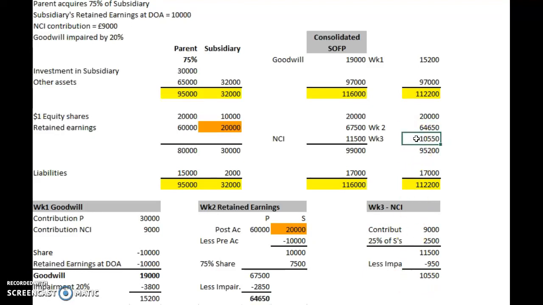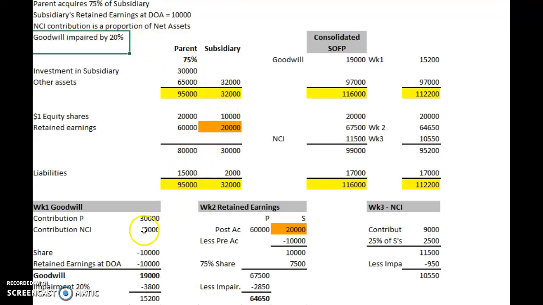So what we're going to do this time is change how the NCI's contribution is assessed, and instead of giving an absolute figure, we are going to say its contribution is a proportion of net assets. Net assets, proportion of net assets. Obviously of the subsidiary at the date of acquisition.